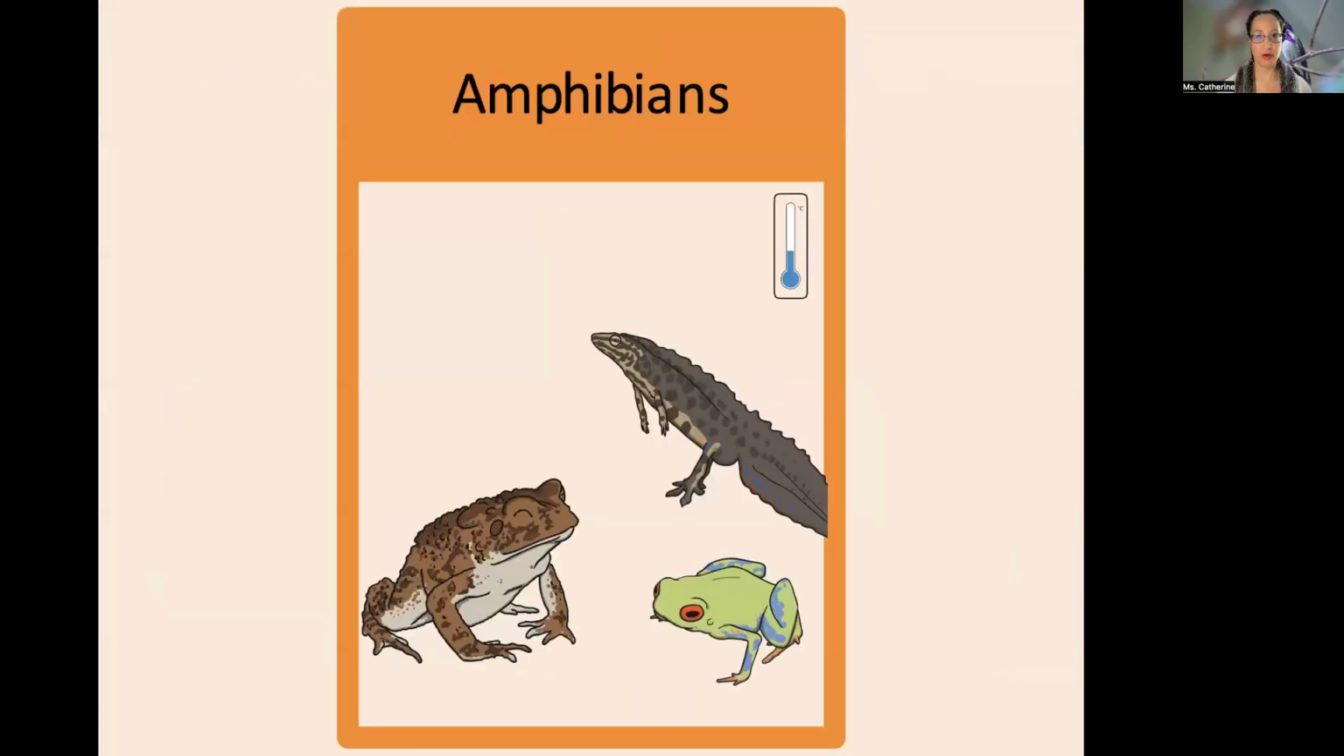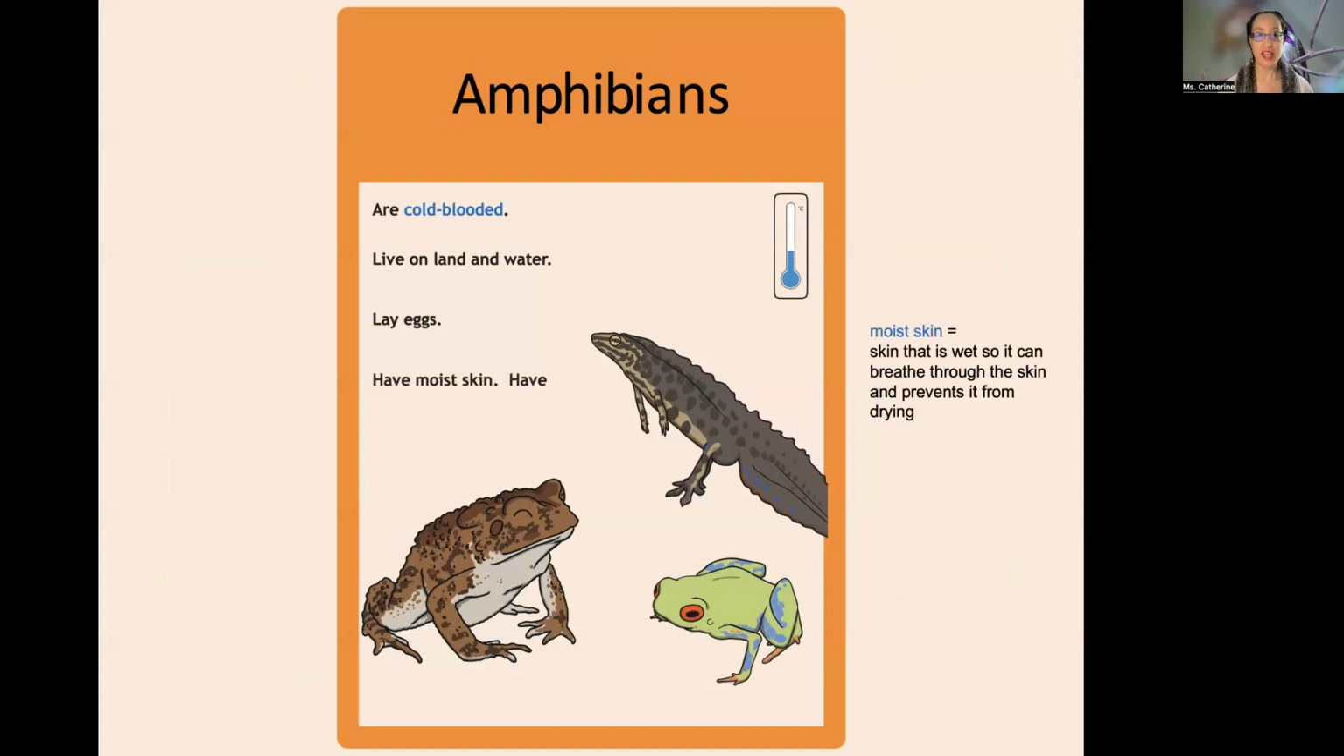Okay, now the amphibians, you will see here, this is cold. So think of cold-blooded. Blue is cold-blooded. Okay, so amphibians. They are cold-blooded. They live on land and water. They lay eggs. They have moist skin. Okay, so moist skin would be skin that is wet, so it can breathe through the skin and prevents it from drying.